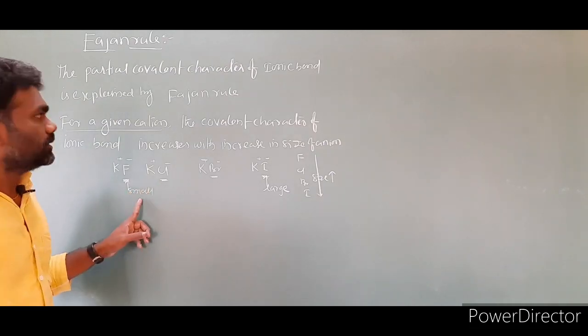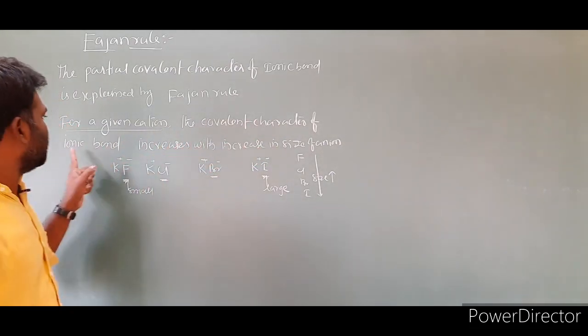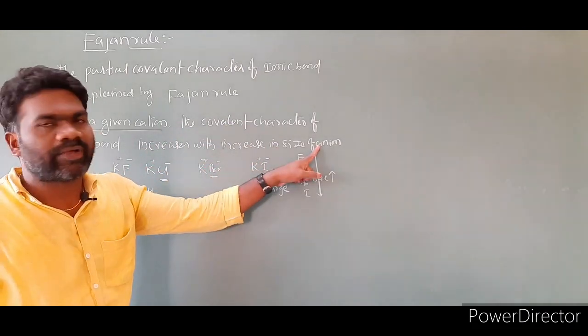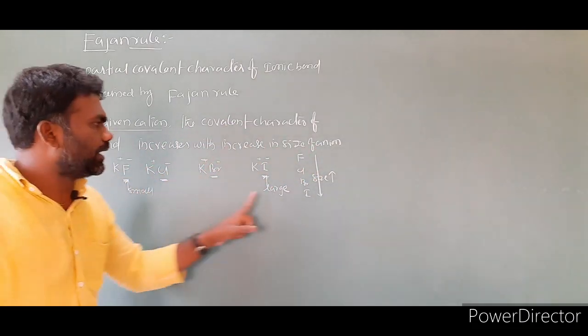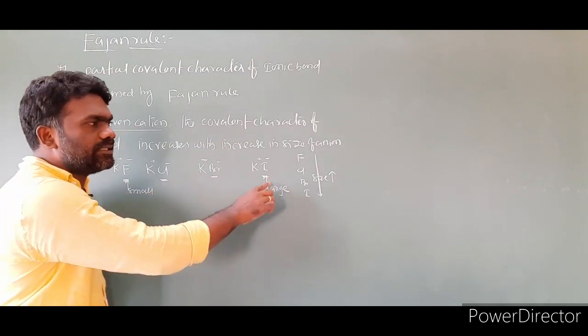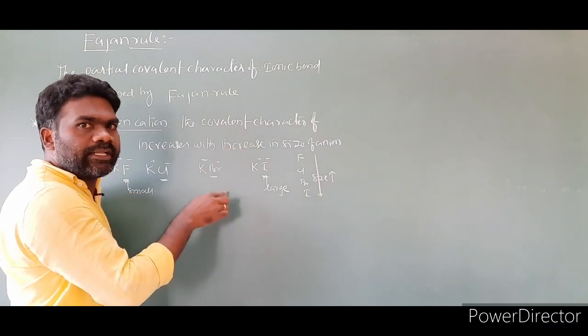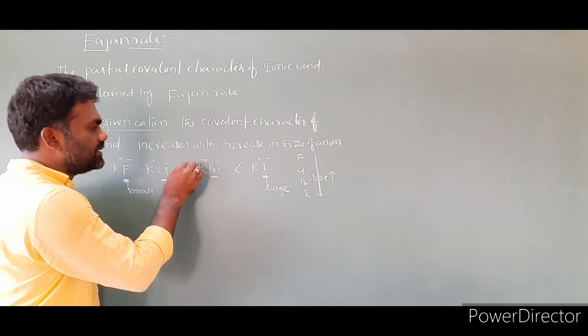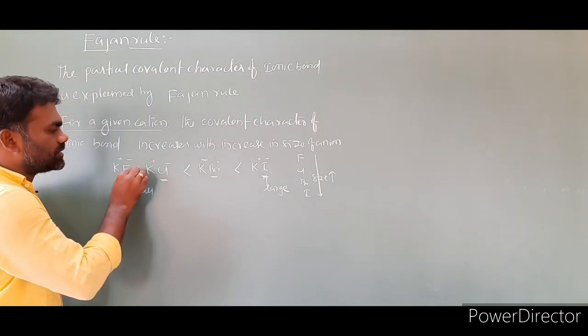Fluorine is small in size. So the covalent character of an ionic bond increases with increase in the size of the anion. So from fluorine to iodine, the anion size increases, and the covalent character of this ionic bond increases. Then this is the more covalent, and next this is more covalent, and this is the next more covalent.